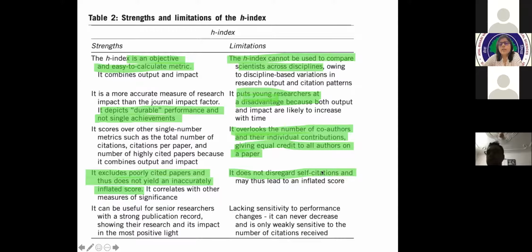It does not disregard self-citation. Now, what is self-citation? For example, I write one article and then I write another article. In the second article, I will self-cite my first article. In this way, I can just keep inflating my citation score. So H index has this shortcoming also, that it does not disregard self-citation.